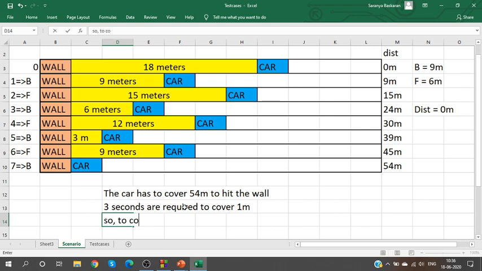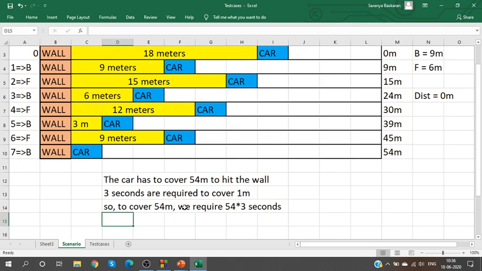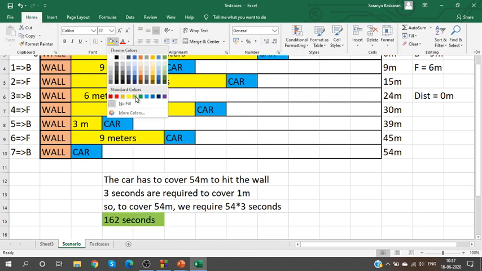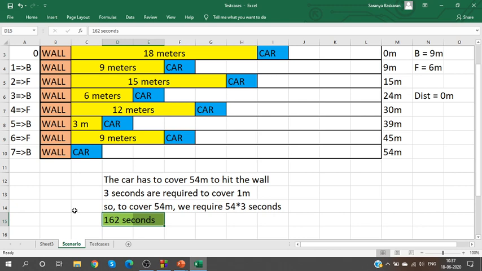So, to cover 54 meters, we require 54 into 3 seconds. What is 54 into 3 seconds? 162 seconds. This 162 seconds is our output. That is what they are asking us in the question.